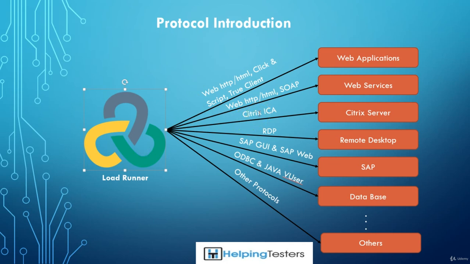Likewise, there are other applications. If you want to test Citrix applications, you have the Citrix ICA protocol, and if you want to do remote desktop application performance testing, you can use the RDP protocol. For SAP application performance testing, you can use SAP GUI and SAP Web. And if you want to test a database, it may be an Oracle database or any other database, you can use the ODBC protocol, and also you can use Java user. Likewise, the protocols in LoadRunner define the way you are communicating or generating the load on the targeted system.